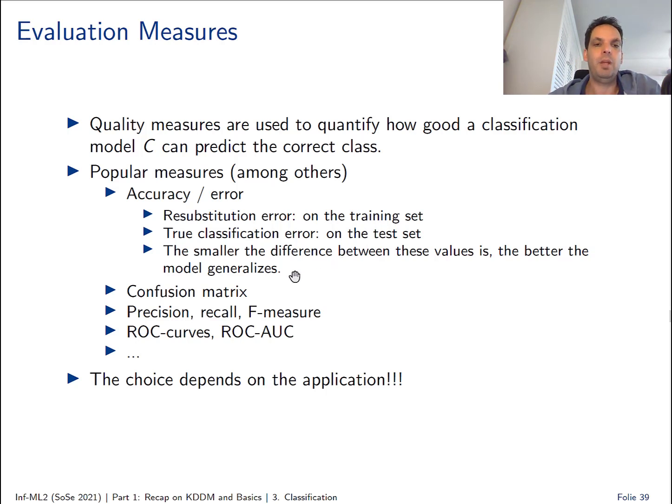Other things you can look at are confusion matrices, precision, recall, F-measure, and so on. ROC-AUC curves are also quite interesting. The choice typically depends on the application. Sometimes you want to optimize recall, sometimes precision. All these optimize different things like false positives, true positives, false negatives, true negatives. Depending on the application, you have to choose which one you want to optimize.